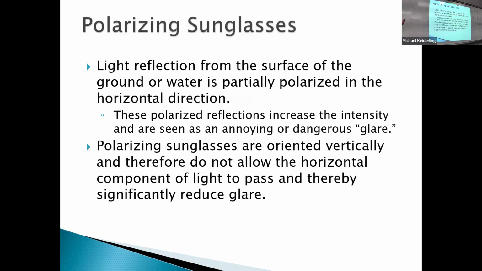Polarizing sunglasses use the fact that light gets polarized by reflection. So light reflecting from the surface of the ground or water gets partially polarized horizontally. And these polarized reflections increase the intensity and is seen as an annoying or dangerous glare. And polarizing sunglasses are oriented vertically, therefore do not allow this horizontal component of light to pass, and therefore significantly reduce glare.